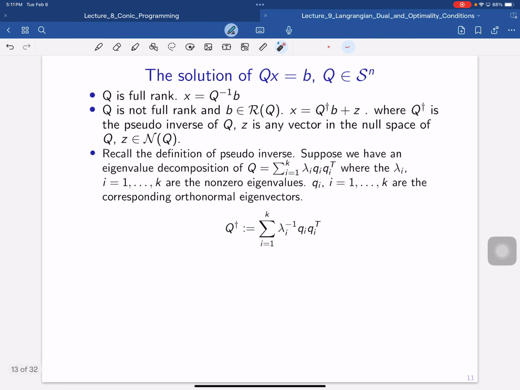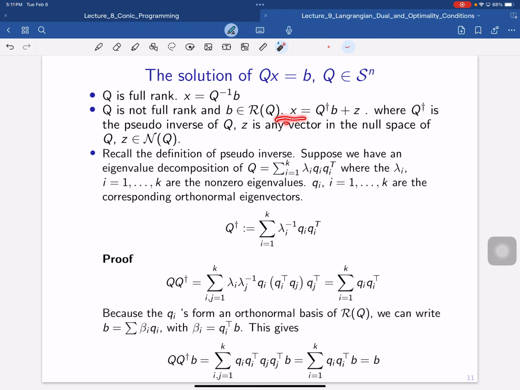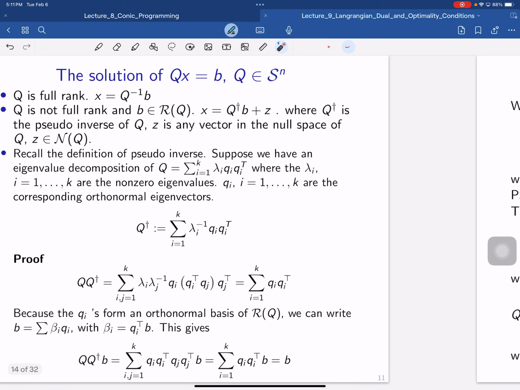There are two cases. When Q is full rank, you take the inverse of Q multiplied by B. When Q is not full rank, you can think about this as you take the pseudo-inverse multiplied by B. You can remove the z if you wish. Okay, so here's a proof of why the solution looks like this.